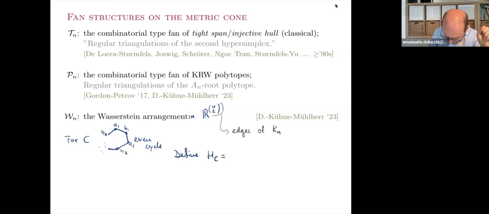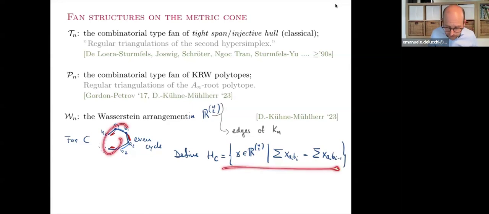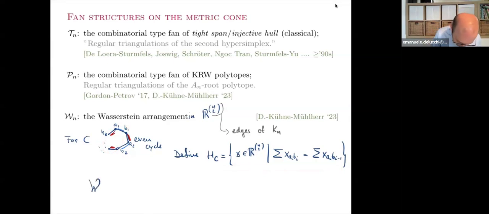For each even cycle, I define a hyperplane, which consists of all the points in here, such that the sum of the coordinates corresponding to, for example, the pairs AiBi, is equal to the sum of the other edges, the other edges, okay? And these are the edges represented by x of AiBi-1. So anyway, for every even cycle, there is such a hyperplane. And then our Wasserstein arrangement is the set of all these hyperplanes where C is an even cycle of Kn, okay?